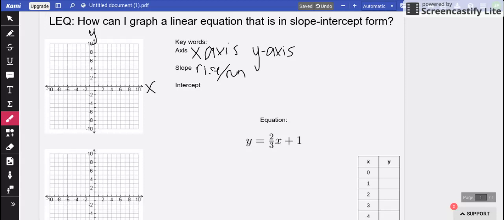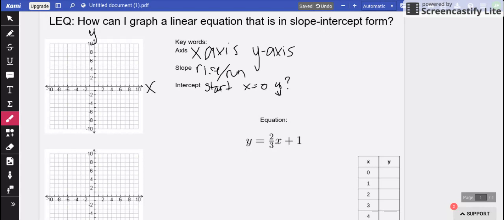And then the other important word that we have is our intercept. Our intercept is our start, and it is when x equals 0, we have to figure out what y equals. And a cool thing is, in these equations, it's actually giving us the slope and the intercept, and that's why it's called slope-intercept form, so we don't have to calculate anything for those.